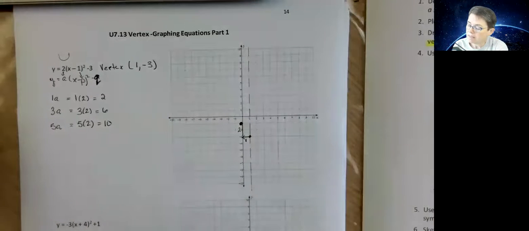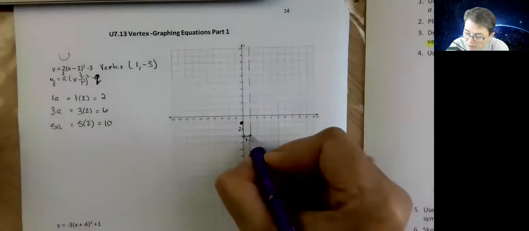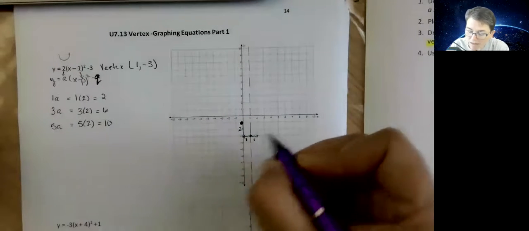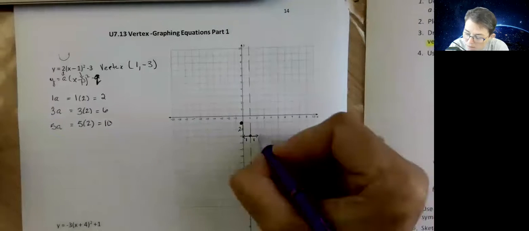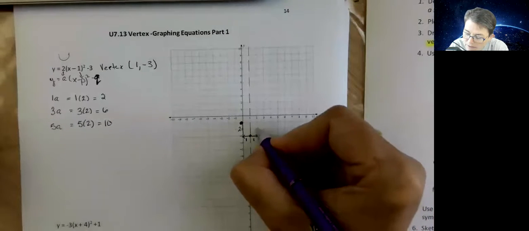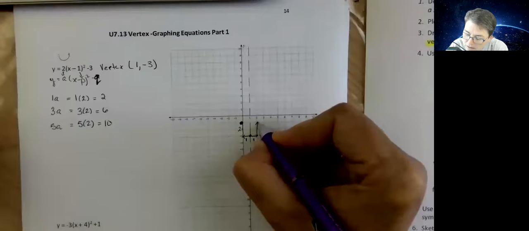Okay. Then I do the same thing going the other direction. So I go 1 over, and my staircase number says I'm going to go 2 up. So from that point, I go 1, 2. I put it out there.